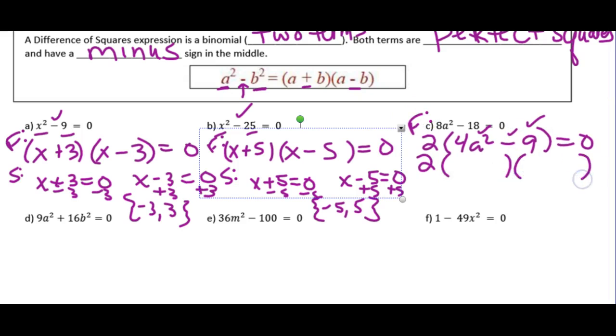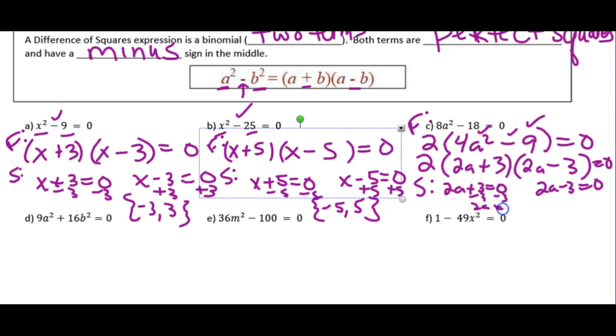By taking the square root of 4a squared, that's 2a. One will be a plus and one will be a minus, and the square root of 9 is 3. There's my factoring. Solving this one, 2a plus 3 equals 0, and 2a minus 3 equals 0. So I have to solve it, minus 3, and divide by 2, and then solve this one by adding 3, and dividing by 2, and I get negative 3 halves and positive 3 halves.